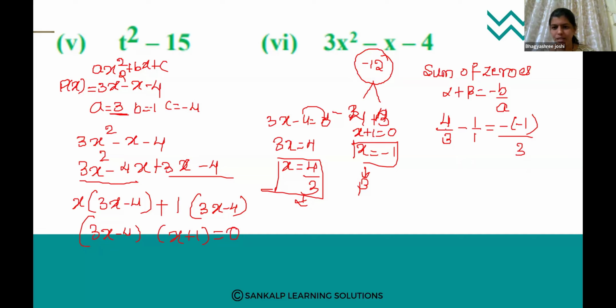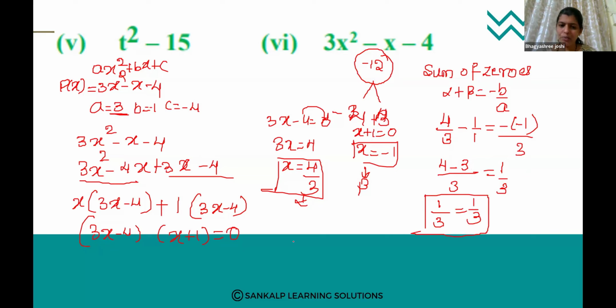Next, nothing is there means 1. So do cross multiplication. 4 into 1, 4. 3 ones are 3 divided by 3 is LCM here. Minus into minus plus 1 divided by 3. 4 minus 3, that is 1. 1 divided by 3 is equal to 1 divided by 3. That means LHS part is equal to RHS part. Both values are same, right?